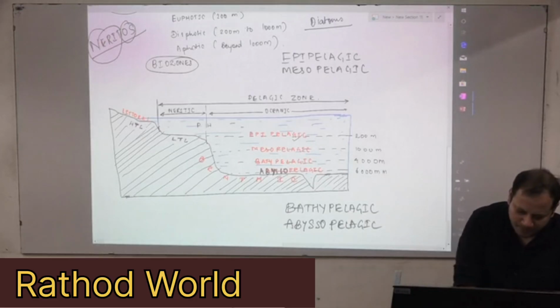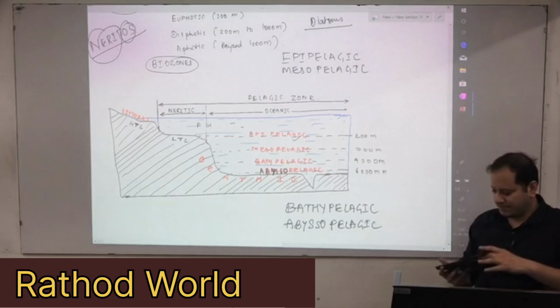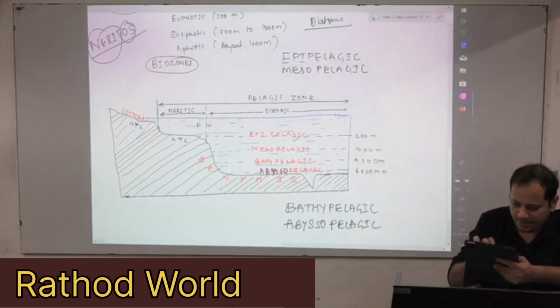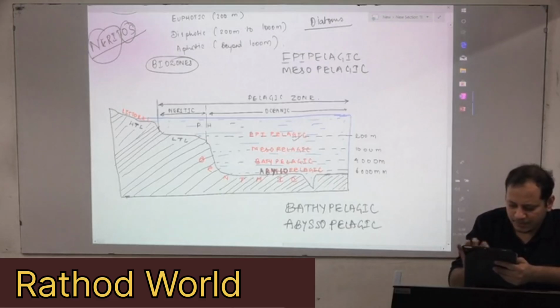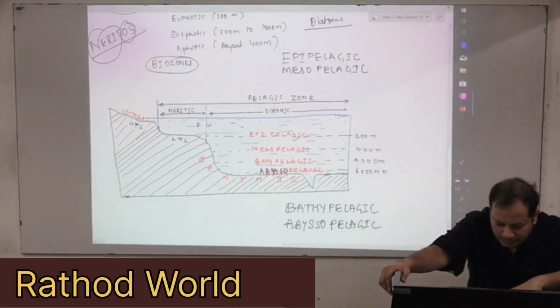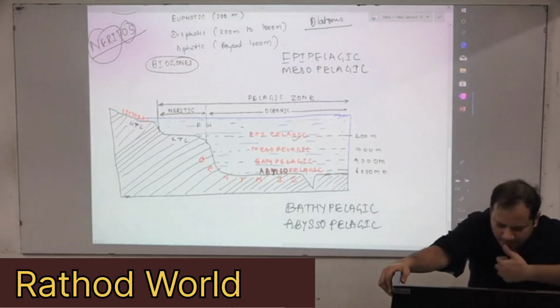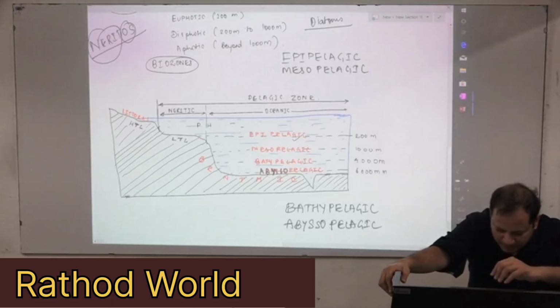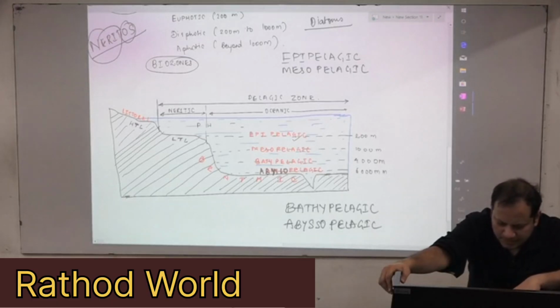So the next point, this zone which is characterized by total darkness, has very low biodiversity, and therefore is sparsely inhabited.